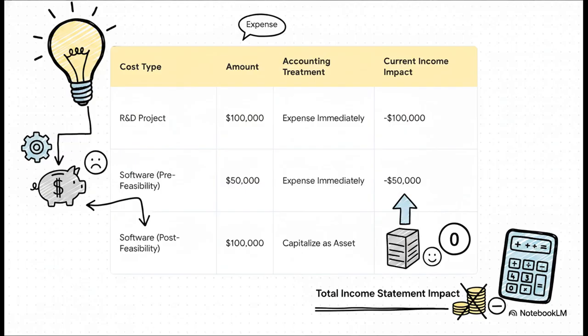All right, check out our first company. They've got 3 costs. First up, $100,000 in pure R&D. Easy. That's our default rule. Expense it. Net income drops by $100,000. Done. Next, software costs. $50,000 spent before feasibility. That's treated just like R&D, so we expense that too. Another $50,000 hit to income. But then they spent $100,000 after feasibility. Aha! That's our exception. We capitalize it. So what's the impact on net income right now? 0. The total damage to the income statement this period is $150,000.